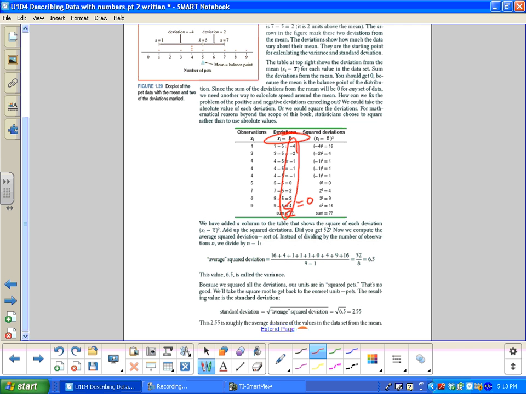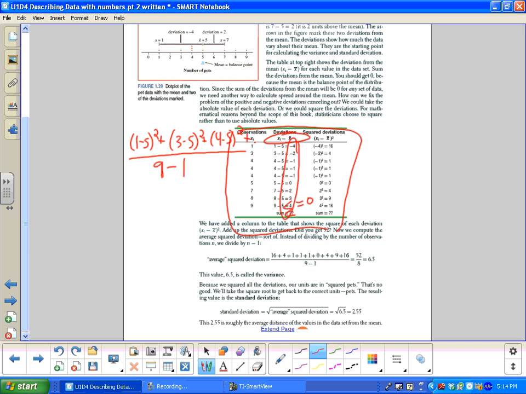Okay, so I'm going to write this out using the actual formula because I think it's easier than making this big table here, especially if you only have a couple values. It would look something like this: 1 minus 5 all squared plus 3 minus 5 squared plus 4 minus 5 squared plus dot dot dot all the way to the end. And then we divide this. We're trying to find the average. Generally, for an average, you divide by the number of values there are. In this case, we actually don't want to divide by the number of values. We want to divide by the number of values minus 1. So we divide this by 9 minus 1.